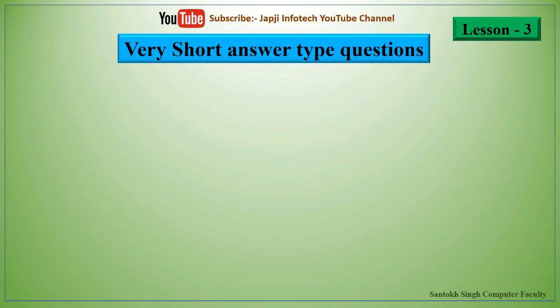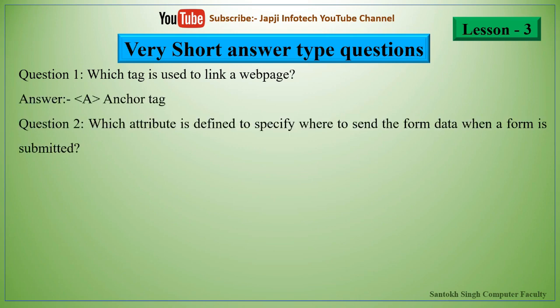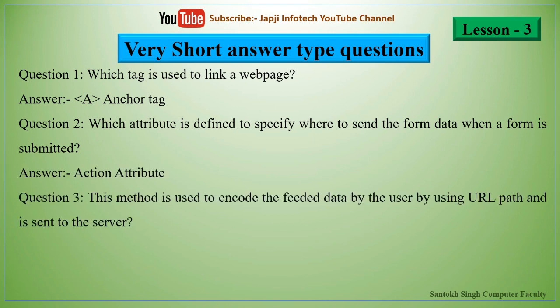So now we will learn about very short answer type questions. So our first question is, which tag is used to link a web page? So the right answer is anchor tag. Second one is, which attribute is defined to specify where to send the form data when a form is submitted? So the right answer is action attribute. So third question is, this method is used to encode the data entered by the user using URL path and is sent to the server.